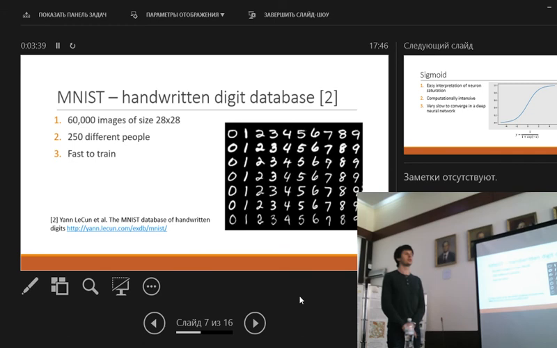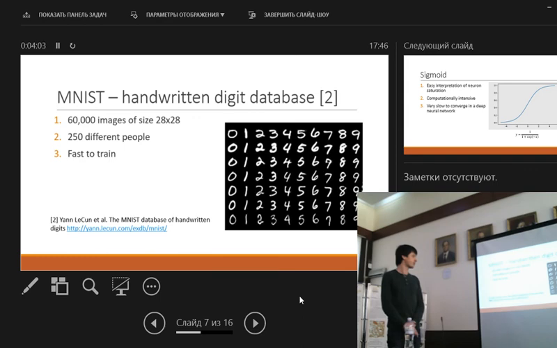For this presentation, I have chosen the MNIST handwritten digit database. It contains 60,000 images of size 28 by 28. The sample dataset contains digits from 250 people, and you can see sample digits in the screenshots on the left. The link is down below. It was prepared by Yann LeCun a couple of years ago.